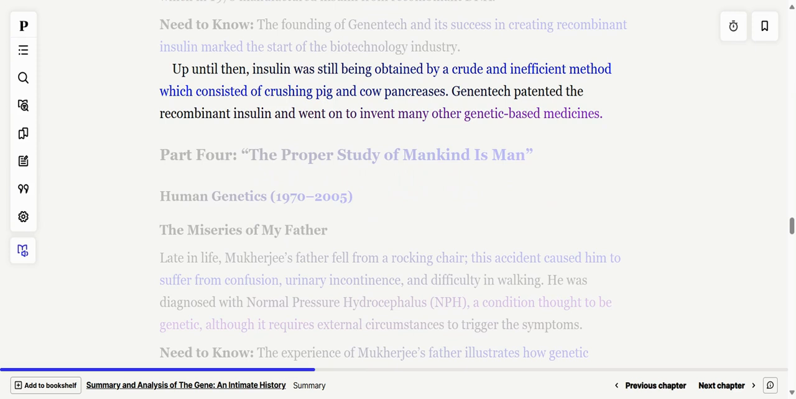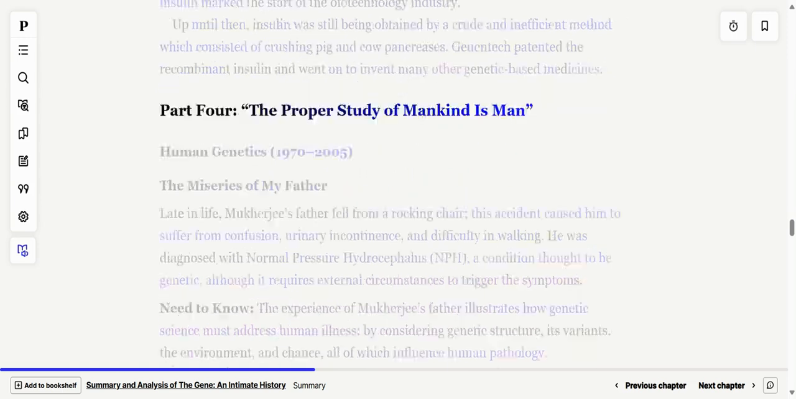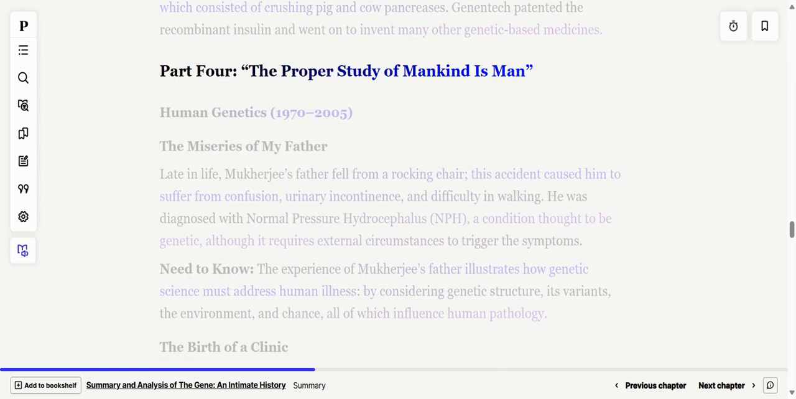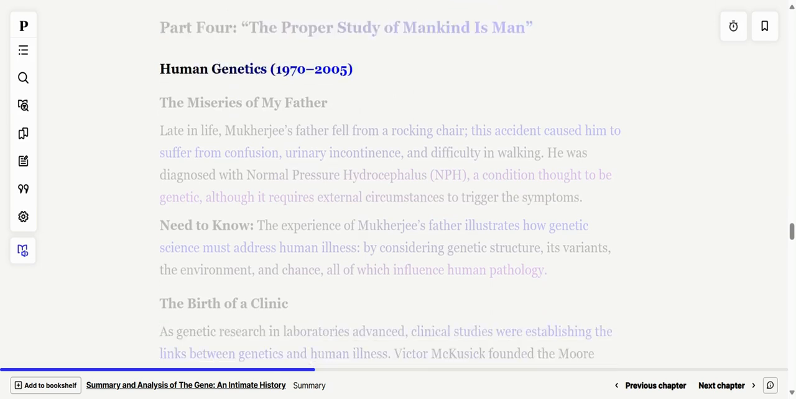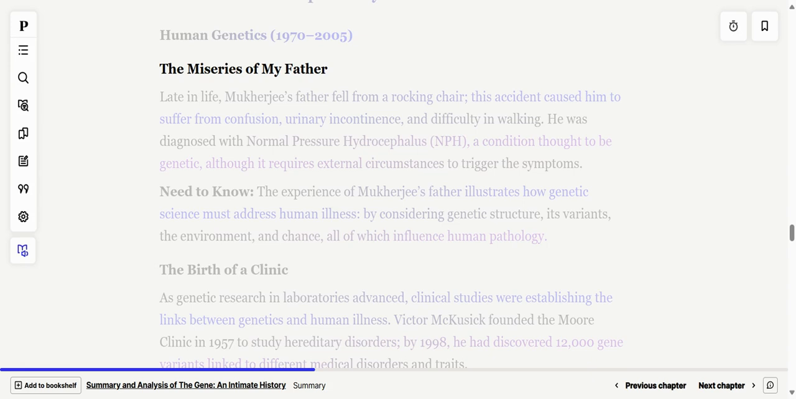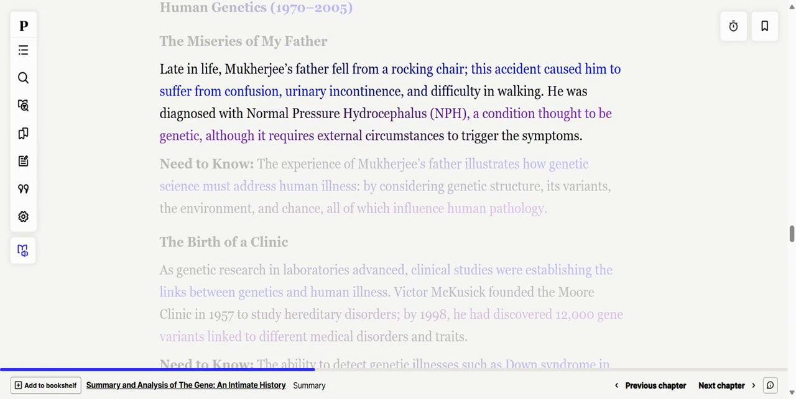Late in life, Mukherjee's father fell from a rocking chair. This accident caused him to suffer from confusion, urinary incontinence, and difficulty in walking. He was diagnosed with normal pressure hydrocephalus, NPH, a condition thought to be genetic, although it requires external circumstances to trigger the symptoms. Need to know: the experience of Mukherjee's father illustrates how genetic science must address human illness, by considering genetic structure, its variants, the environment, and chance, all of which influence human pathology.